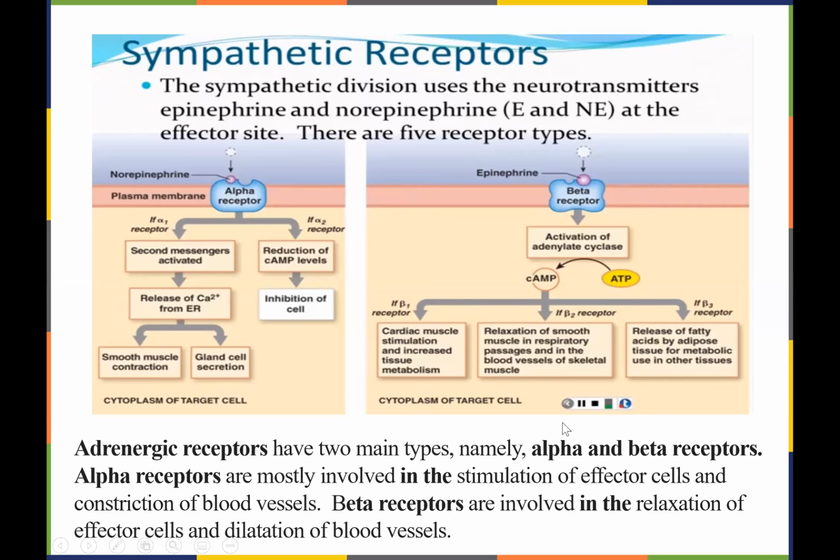Here, see, it says alpha receptors are mostly involved in the stimulation of the effector cell and constriction of blood vessels, whereas the beta receptors are involved in the relaxation of the effector cell and the dilation of blood vessels.